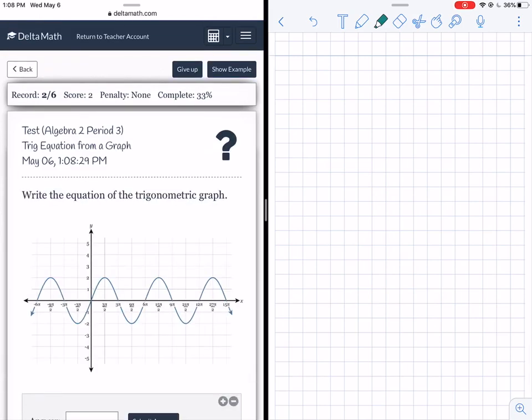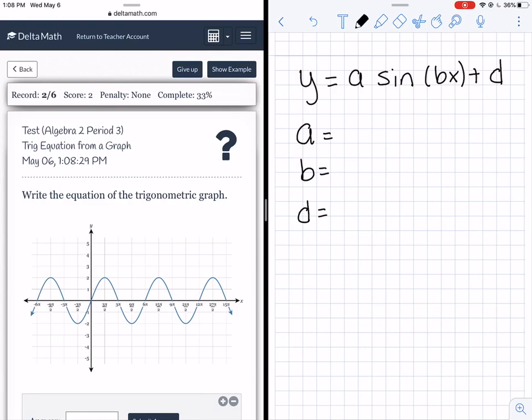Write the equation for the graph. Let's look at it. First thing, identify if it's sine or cosine. It's crossing the y-axis, or it's starting at the middle of my graph, so I know that this is a sine function. So y equals a sine of bx plus d. You need to identify a, b, and d. So my shift, if I look at this graph, it did not shift up or down at all. So my d value is just 0.